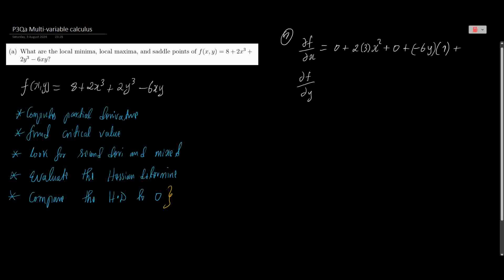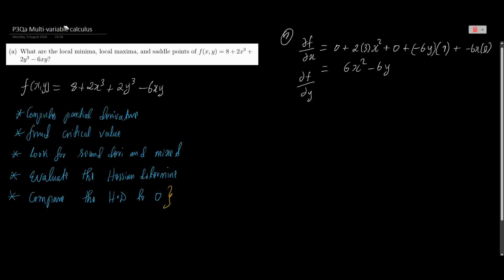Now if we keep minus 6y constant and differentiate x, and the y term gives 0. So if we simplify, we're going to have 6x squared minus 6y. That's it.